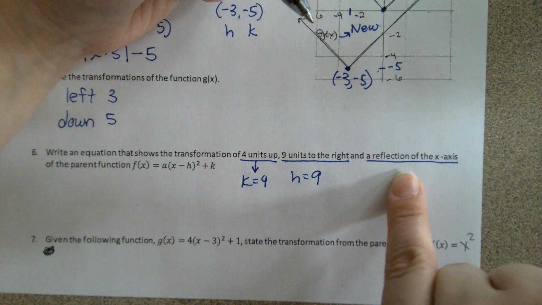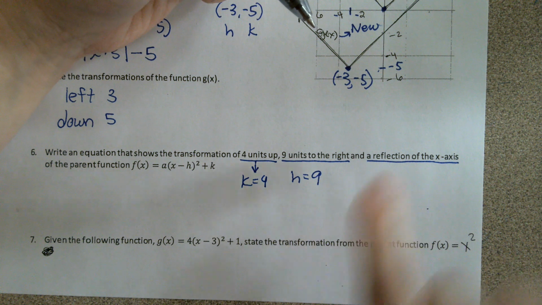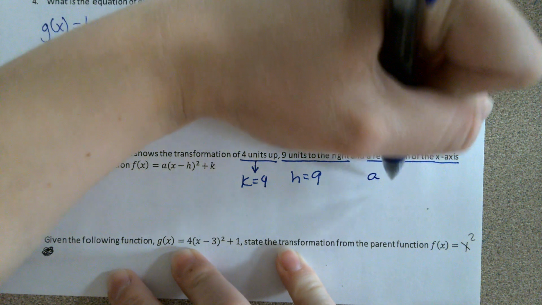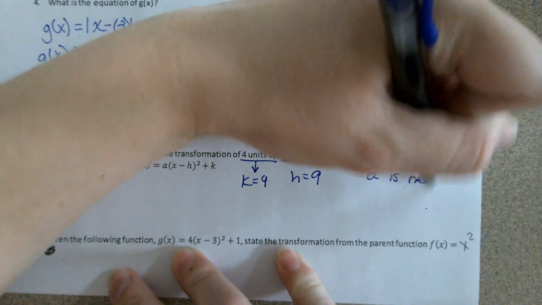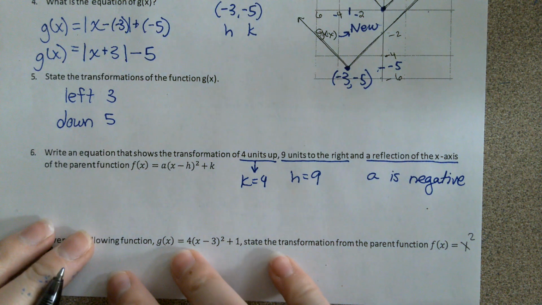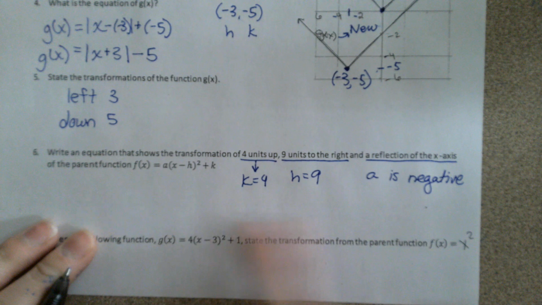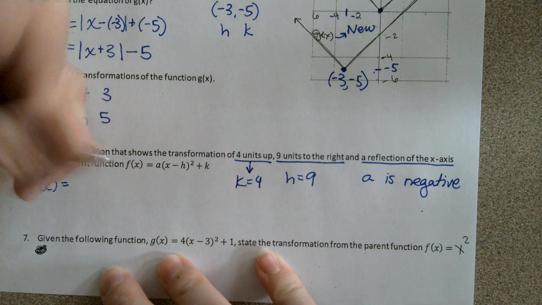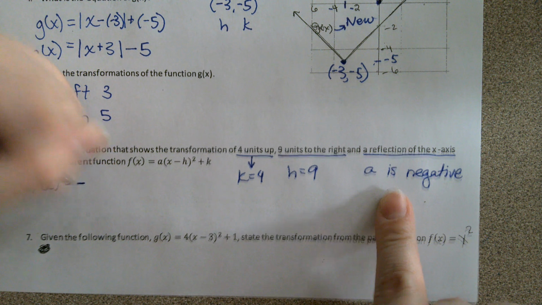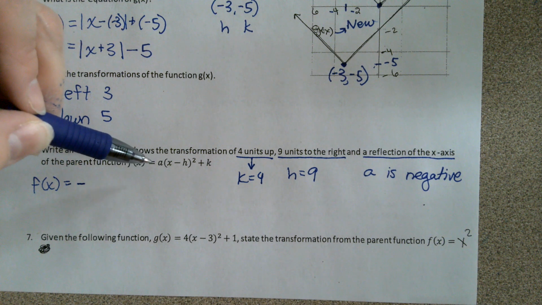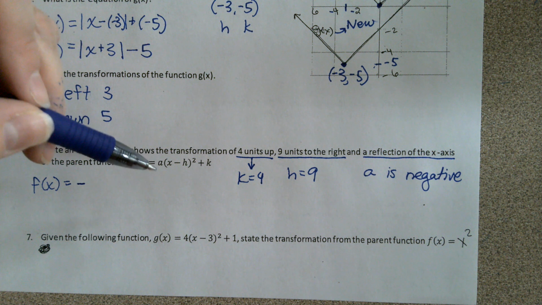Reflection of the x-axis. The reflection makes the a negative. So we know a is negative. And that's all they tell us. So let's put all of this into our equation. F of x equals a is negative. Now they haven't given us any other information about a. Since they don't tell us otherwise, we assume that a is 1.